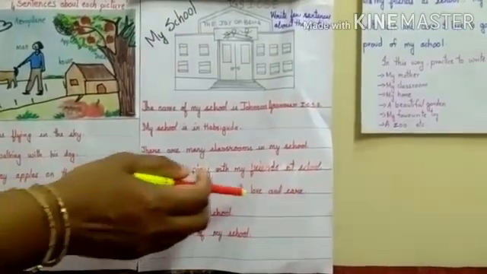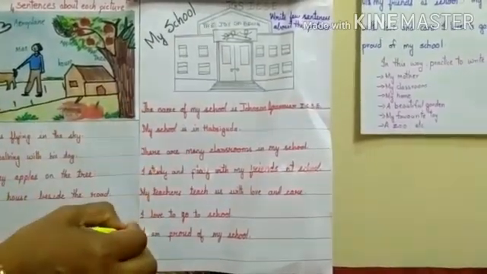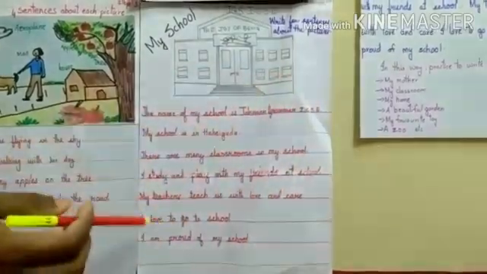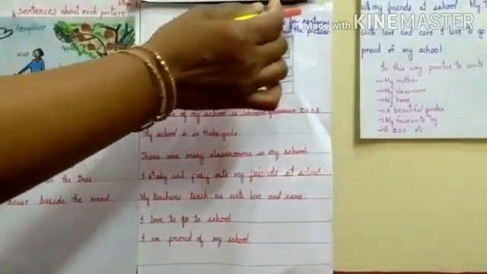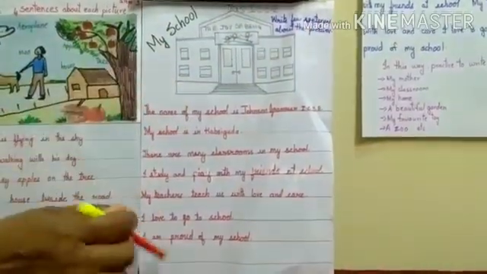I love to go to school. I am proud of my school. Here every sentence begins with a capital letter and ends with a full stop. So, they asked you to write a few sentences. You have posed questions and framed sentences.